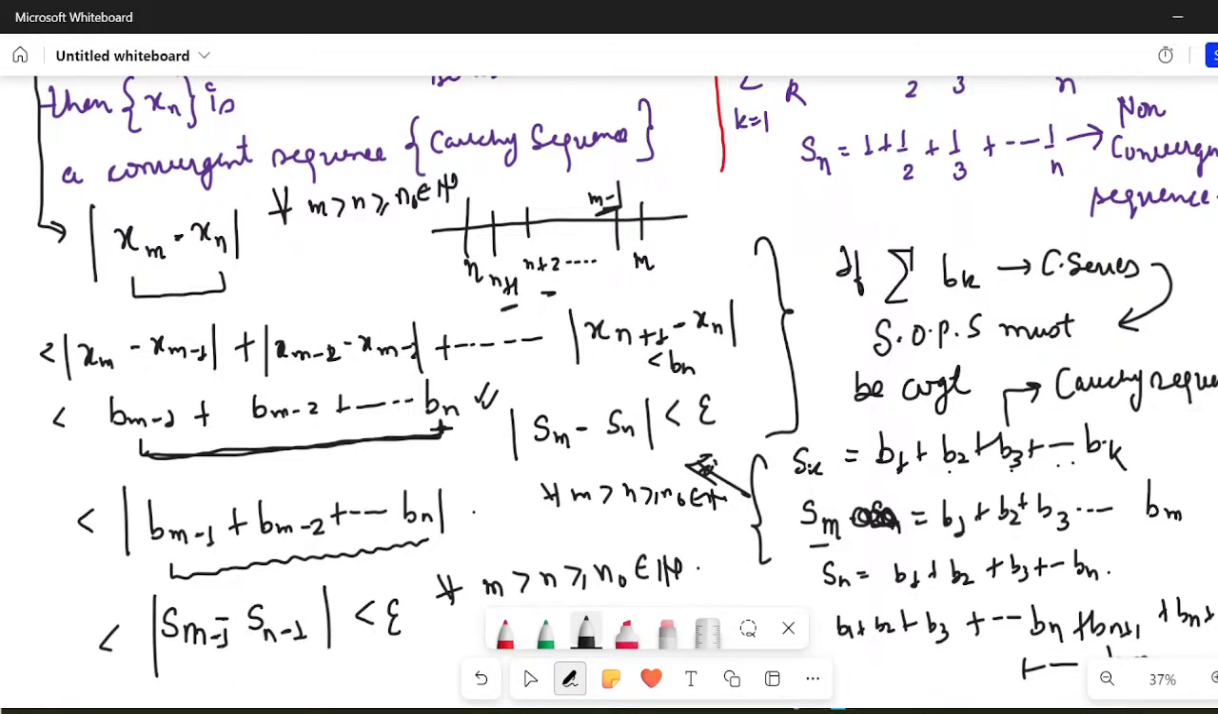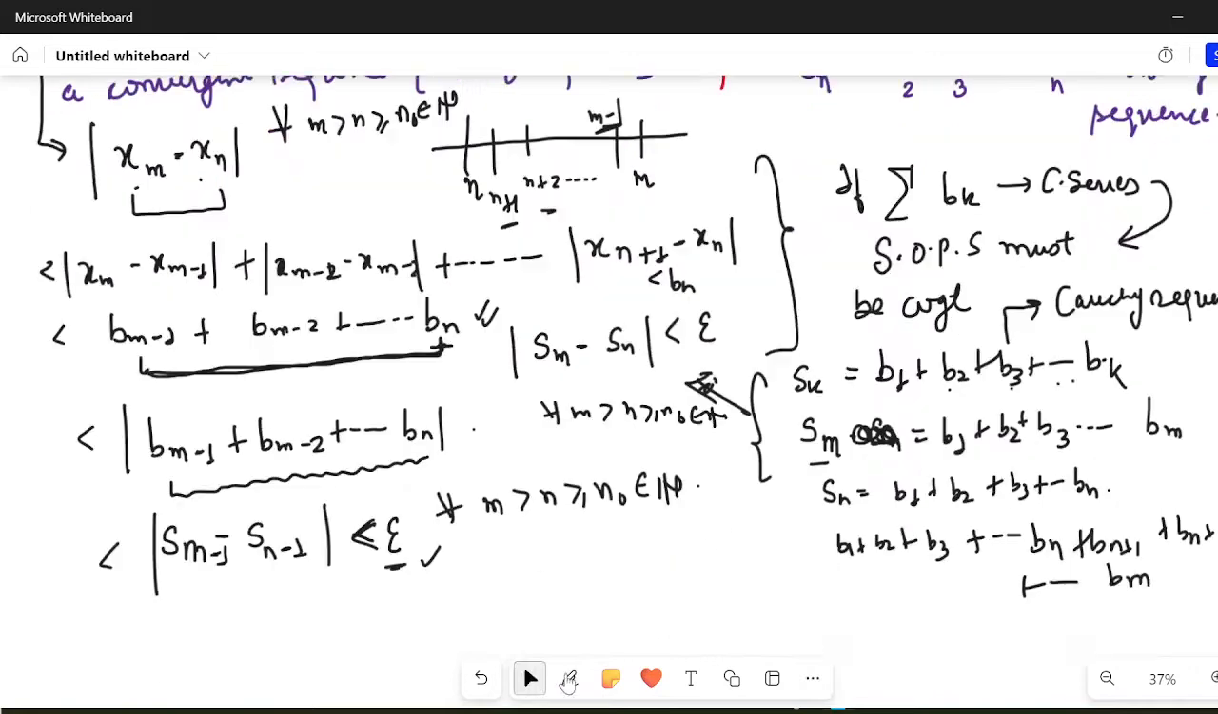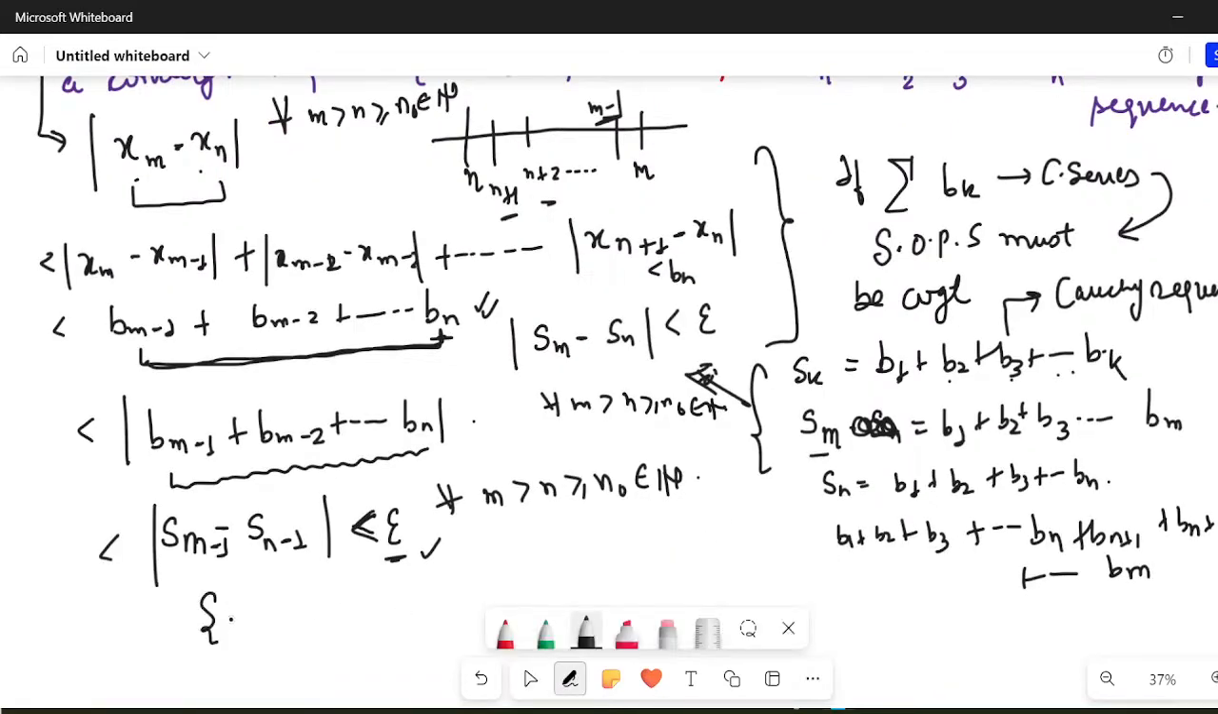And what would it be? Since I'm saying that the sequence Sn is Cauchy, then |Sm minus Sn| can be made less than epsilon. Similarly, I can write |S_{m-1} minus S_{n-1}| can be made less than epsilon. It implies what? It implies that |xm minus xn| is less than epsilon. It implies that xn is a Cauchy sequence.